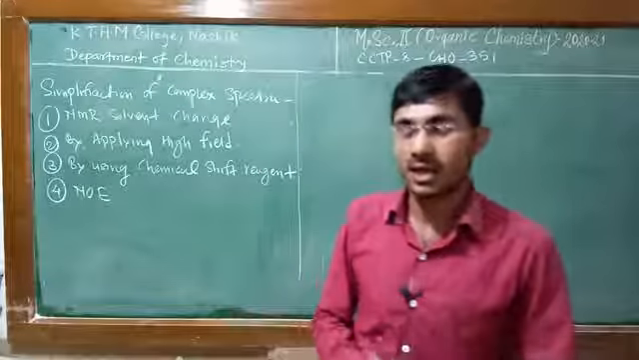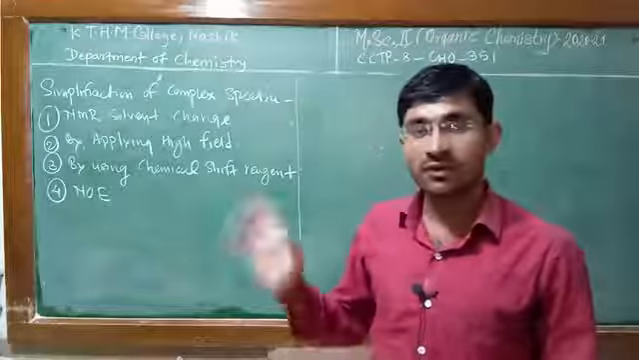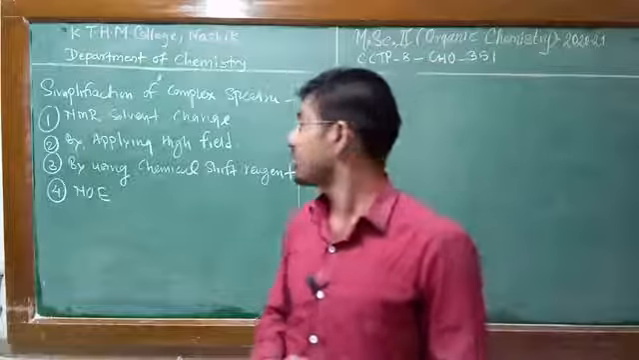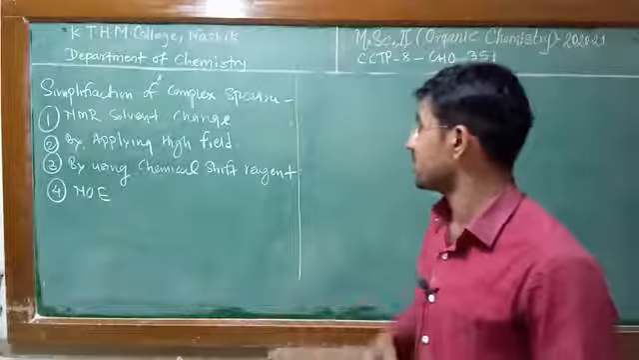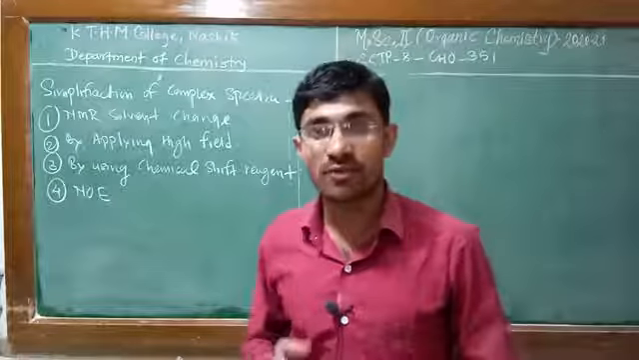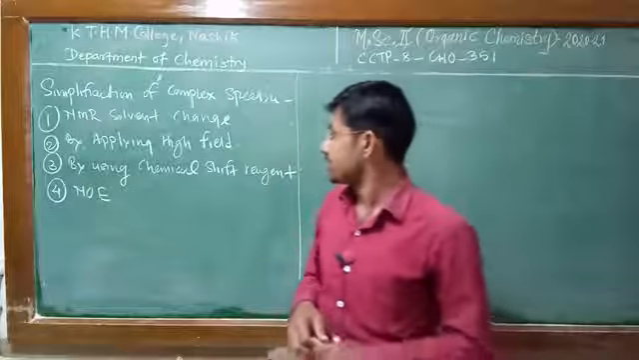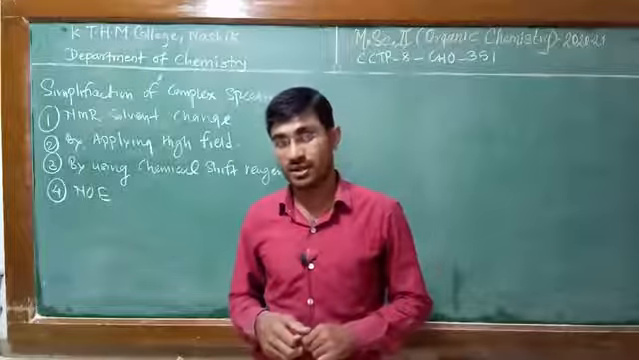So in this lecture, I am going to talk about simplification of complex spectra. There are four ways by which we can simplify the complex spectra. The first is the NMR solvent change. The role of solvent in NMR is also very important. So by this first way, NMR solvent change, we can simplify the spectra.